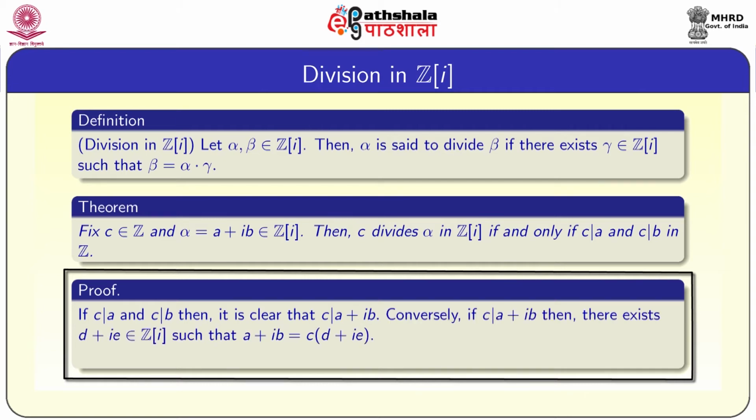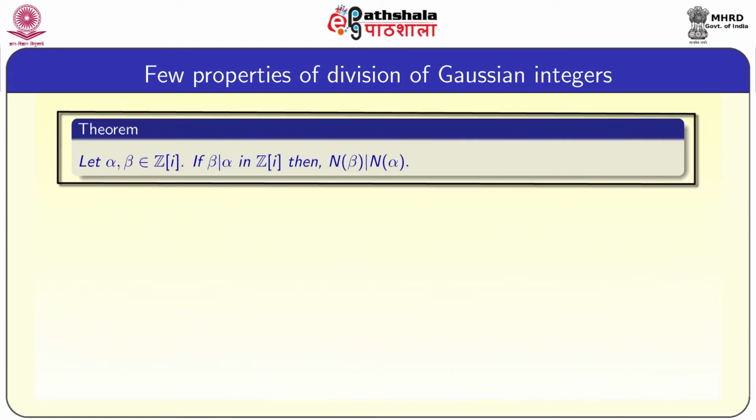Conversely, if c divides a plus ib, then there exists d plus ie such that a plus ib is equal to c times (d plus ie). If you compare the real and imaginary parts, a is equal to c times d and b is equal to c times e, or equivalently c divides a as well as c divides b. Hence, we proved the required part. So, now we see how an integer divides a Gaussian integer. Now, we are going to see when a Gaussian integer divides another Gaussian integer, what the possible consequences are.